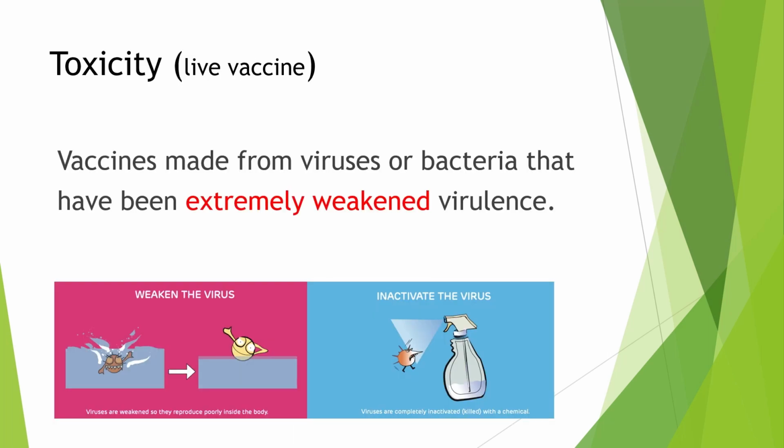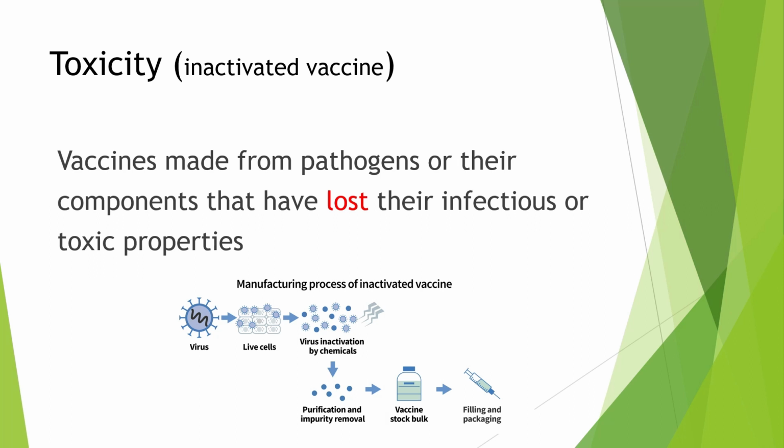Live vaccines are made from viruses or bacteria that have been extremely weakened in virulence, like this image. With live vaccines, microorganisms can cause disease when the immune system is compromised. Next, inactivated vaccines are made from pathogens or their components that have lost their infectivity or toxicity. You can see from the following image that they are inert.